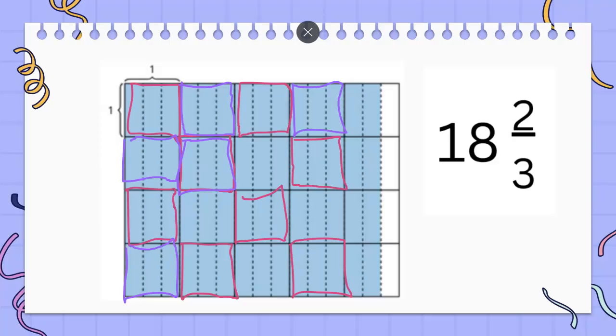Oop, undo that one. Okay, because that's pink. Yep. Let me go in order. Pink, purple, pink, purple, pink, purple, pink, purple, pink. All right, now what I'm going to do is go through and label all of my units, whole units.